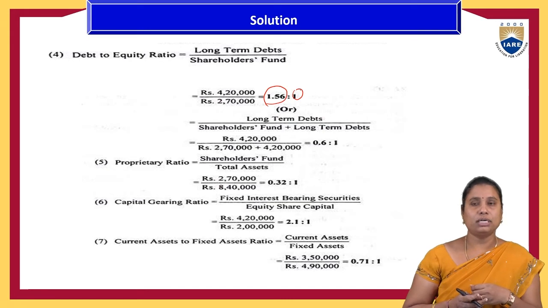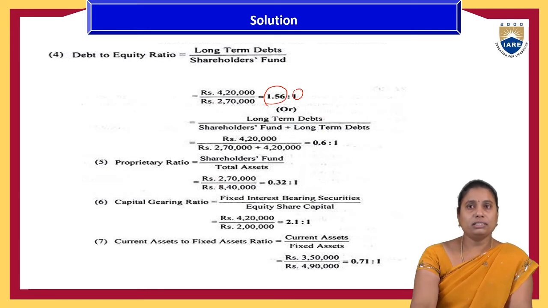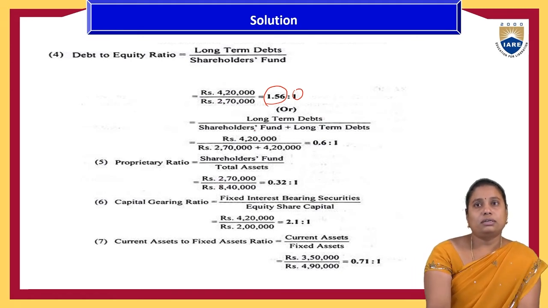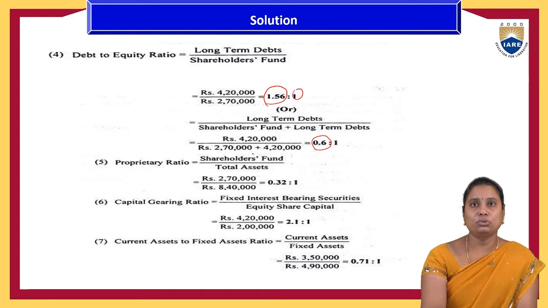Or we can use another formula also for this one, long-term debts divided by shareholders' funds plus long-term debts. So here also the long-term debt 4 lakhs 20,000 divided by the total long-term capital, that is 0.6:1. So which means if the capital of the organization is 100, 60% of the amount belongs to the debt holders. So that is its meaning.